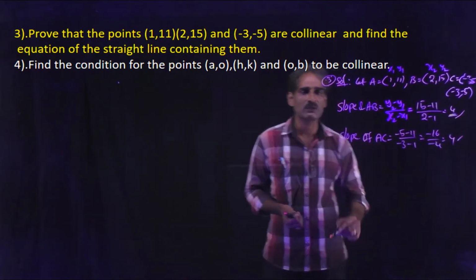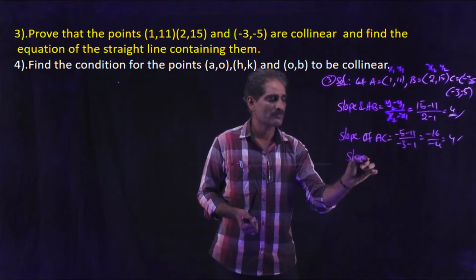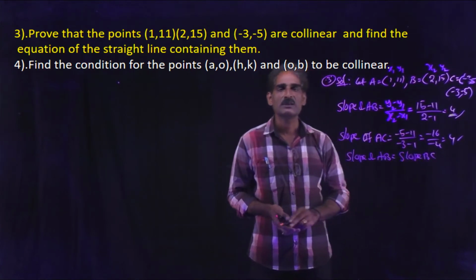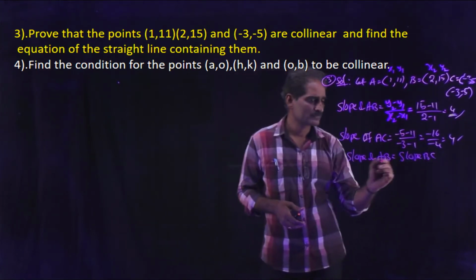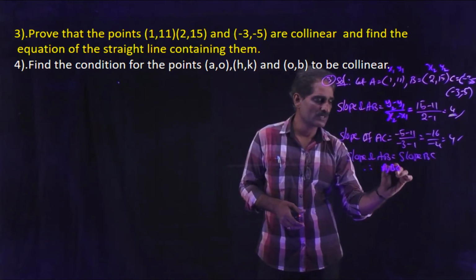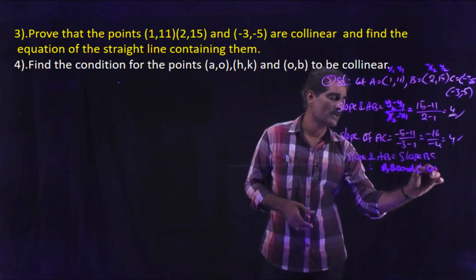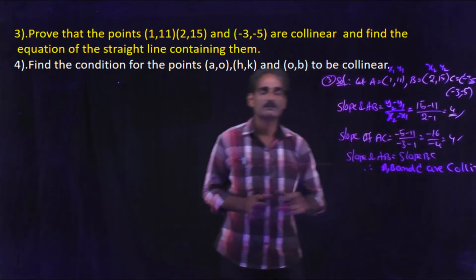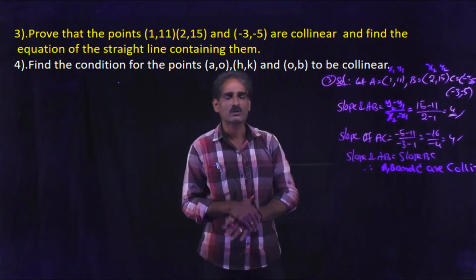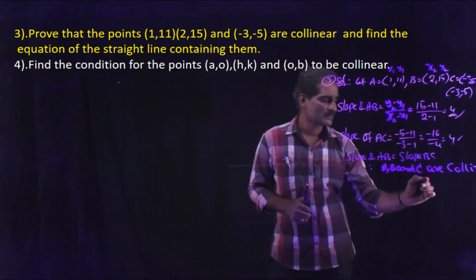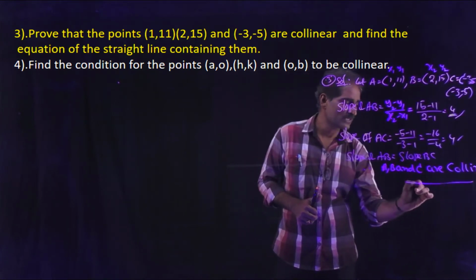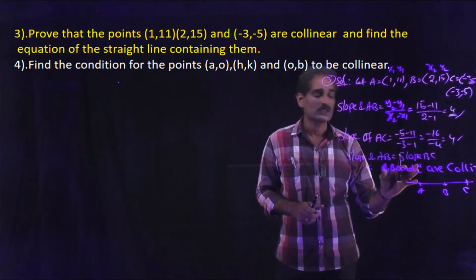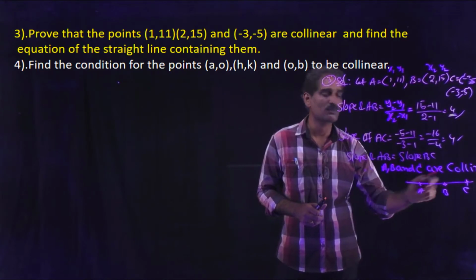These 2 slopes are equal. That means slope of AB is equal to slope of BC. Therefore, A, B and C are collinear. Understand? So, A, B, C are collinear. Now here, that means the 3 points lie on a line. So slope of AB equals slope of AC. That means these 3 points lie on a line.